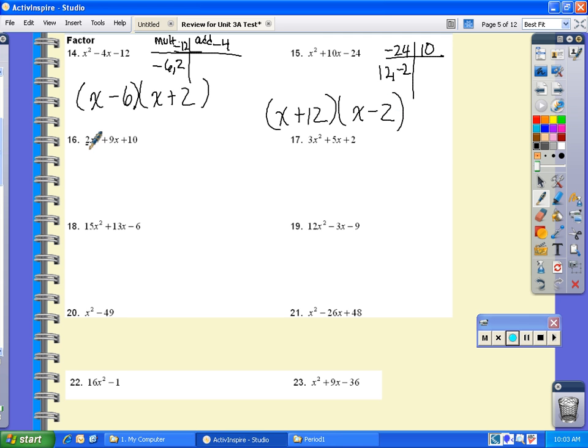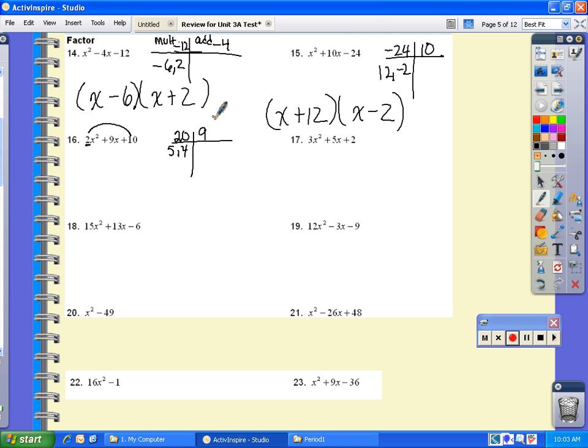For number 16, you have a coefficient of x squared, which means now instead of just looking for two numbers that when you multiply you get 10, you have to do 10 times 2. So now you're looking for two numbers that when you multiply you get 20 and when you add you get 9. Those two numbers are 5 and 4.